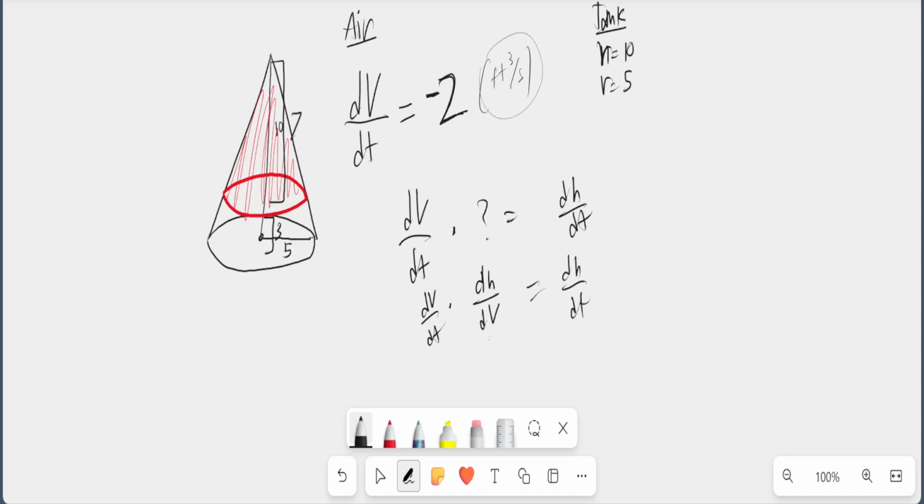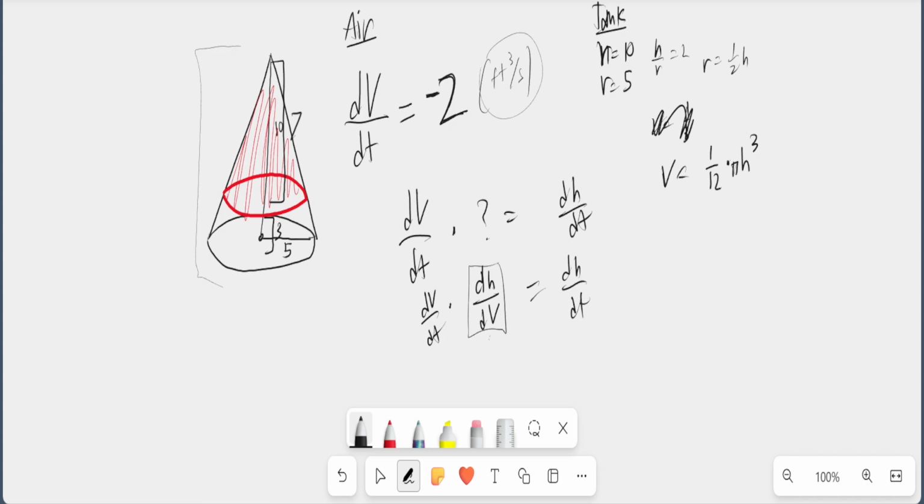So we want to find dh dv at this specific moment in time. If we know volume is equal to 1/3, and we knew that h over r is equal to 2, so r is equal to 1/2 h. So it's actually volume is equal to 1/4. Am I doing this right, or is it 1/3 times 1/4? Oh yeah, so 1/12 times pi h cubed.